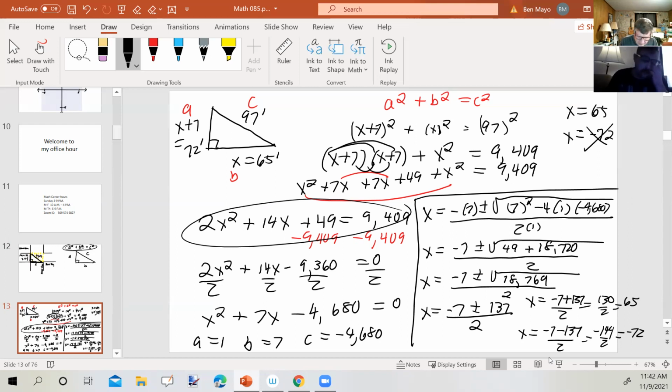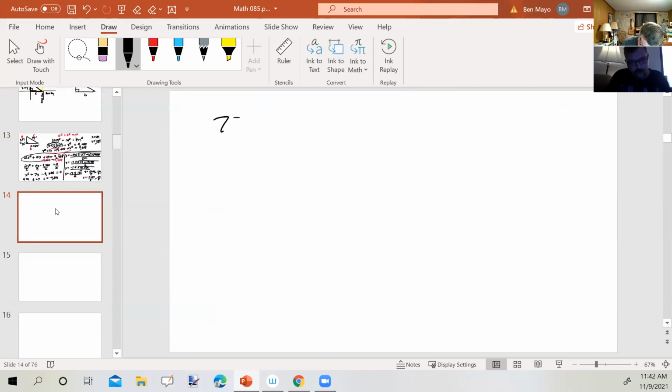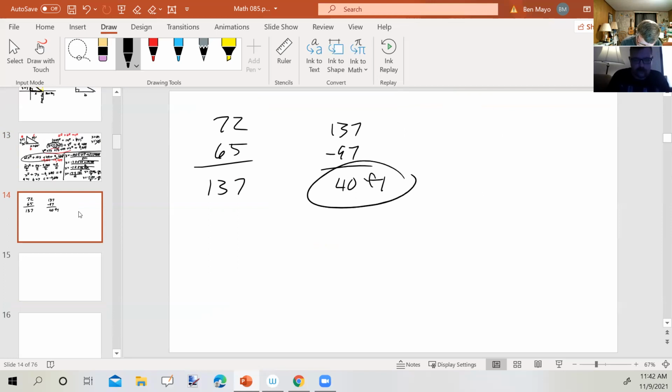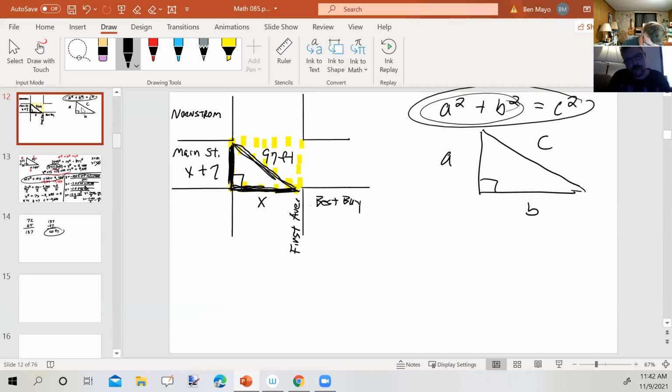But the question said, how much walking does the shopper save by using the diagonal? All right, so if we take, let's go to the next page. 72 plus 65 is 137. And then we subtract the 97, we get what? 40 feet. So the person saves 40 feet by taking the diagonal instead of these two sides.